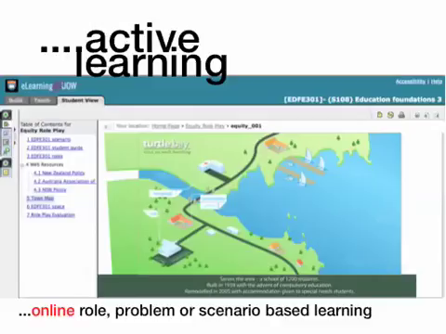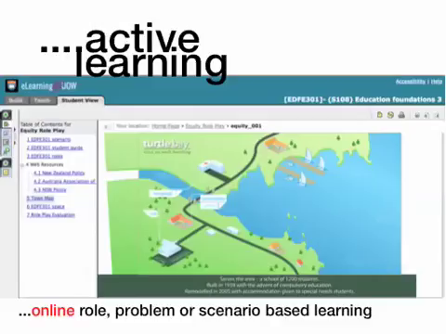Have you thought about how you might use active learning in your teaching? This is an example of an online role play that was developed for education. Once again, the students are given a resource. In this case, it's an image to get them thinking about the area that they're going to discuss. They're given a scenario, and then they participate online and talk about the scenario in order to come up with a solution.